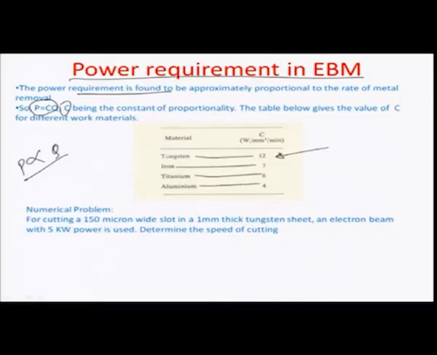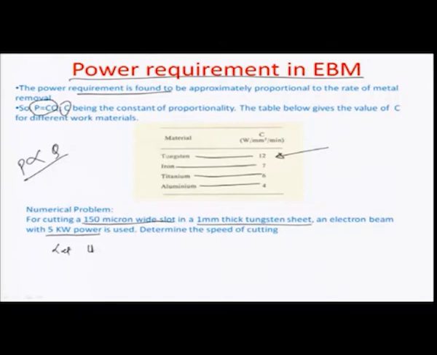Let us do a quick problem to have an idea of the numerical values of the various power requirements which are increasingly felt in e-beam. So let us say we want to cut a 150 micron wide slot on a 1 mm thick tungsten sheet using an electron beam with 5 kilowatt power. So determine the cutting speed in this particular case. Let us see how the cutting speed can be found.